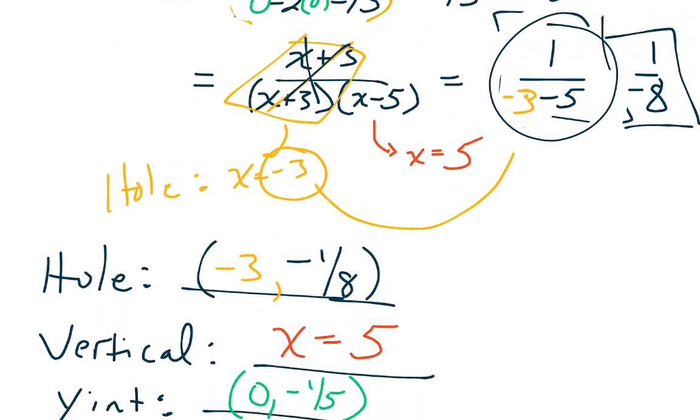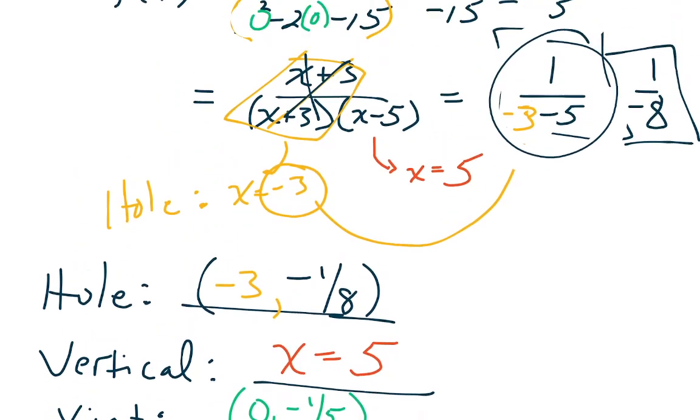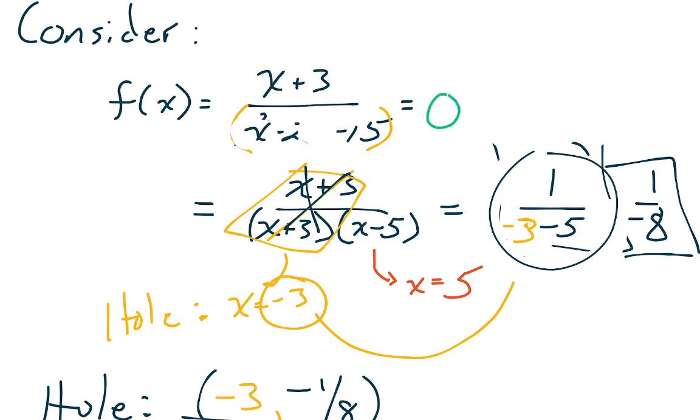How about the x-intercept? The x-intercept comes from setting the equation equal to zero. Now, when you set the equation equal to zero, I really should be going back to the original equation. So let me clean up some of this stuff. And I'm going to set it equal to zero. And here's where I want to keep in mind that the only way to make this equation equal zero is to have the numerator equal to zero. But the only way for the numerator to equal zero is if x equals negative 3.